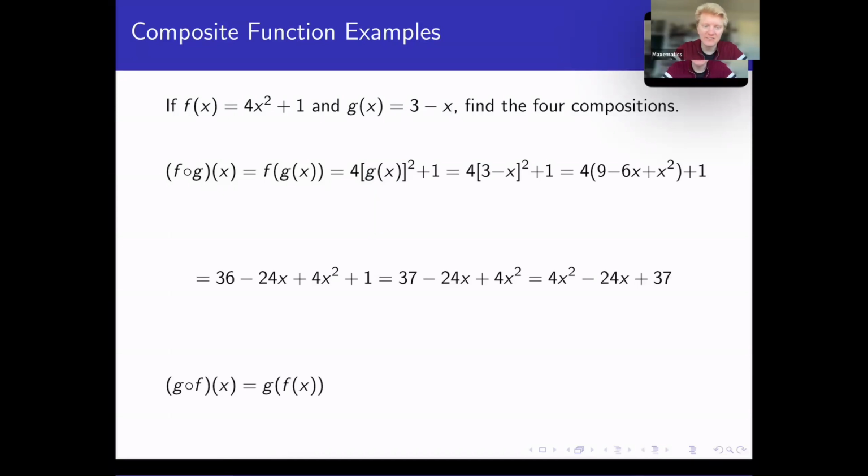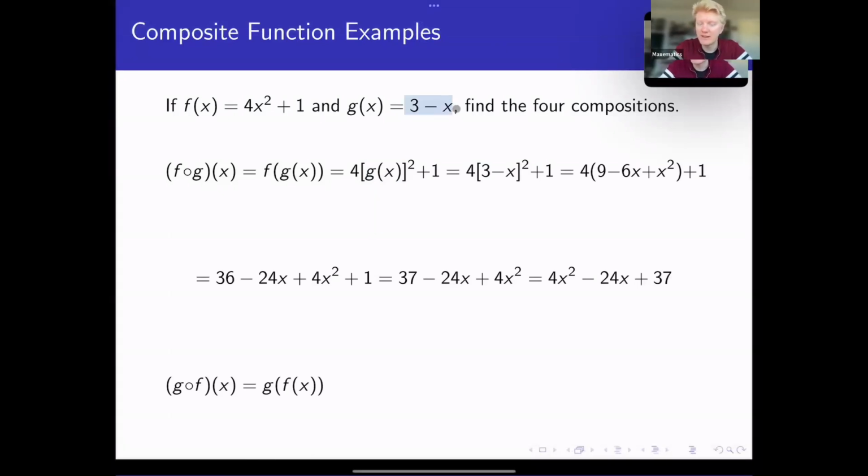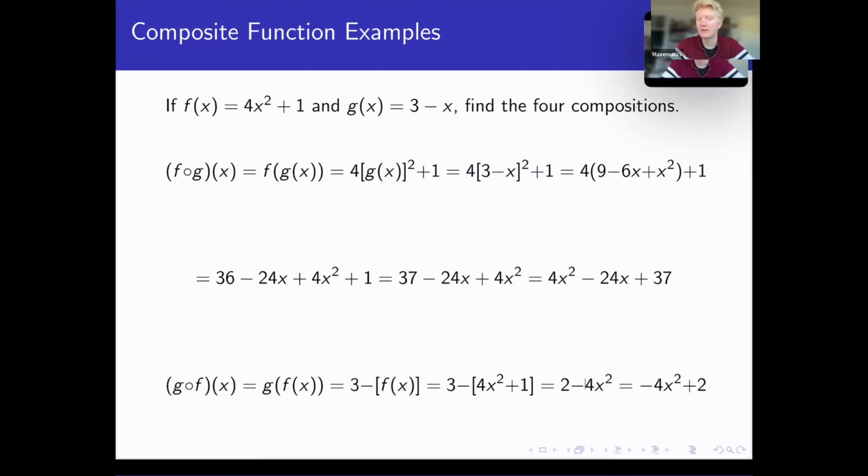G of f says take g of x, plug in f of x. So instead of 3 minus x, we get 3 minus f of x. F of x is 4x squared plus 1. 3 minus 1 is 2, and negative 4x squared.